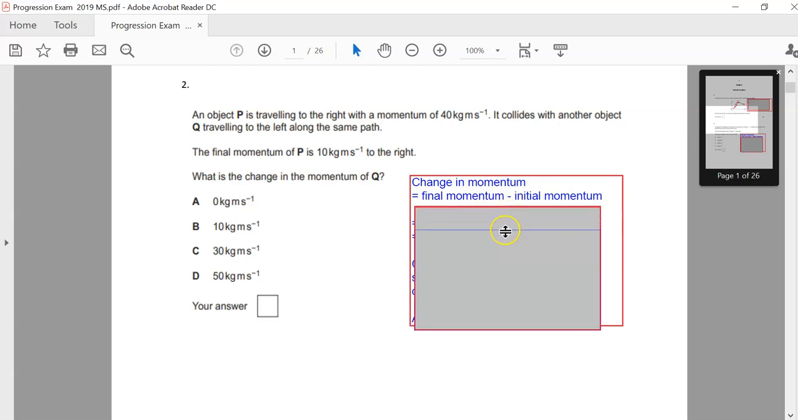If we then think about what that means, that would be 10 minus 40, given the data that we're given, and that equates to minus 30 kg m/s. So that's the change in momentum of P. What we've then got to remember is that the change in momentum of Q will have the same magnitude, but it will act in the opposite direction.